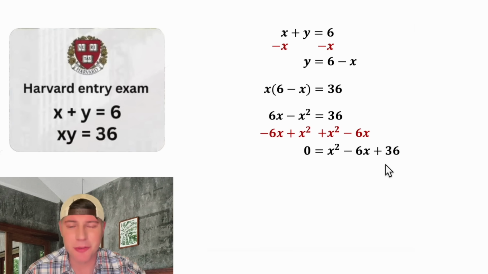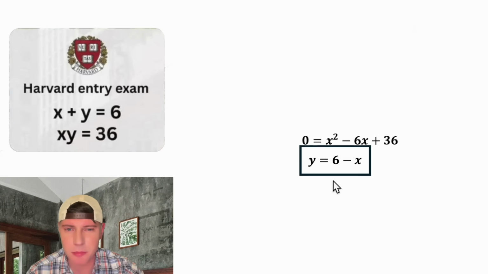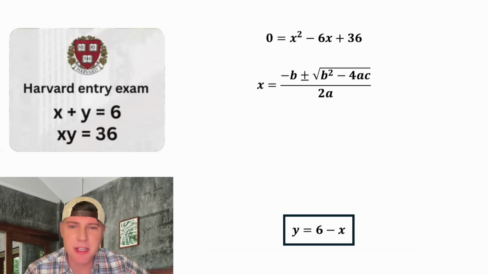Now we're ready to solve for this. Let's clean things up a little bit. Let's put this in a box and move everything around. From here, let's do the quadratic formula. x equals negative b plus or minus square root of b squared minus 4ac, whole thing over 2a. Is that what the song is?